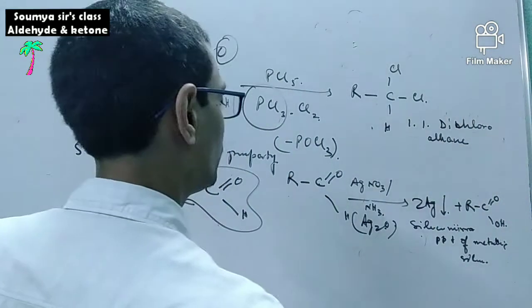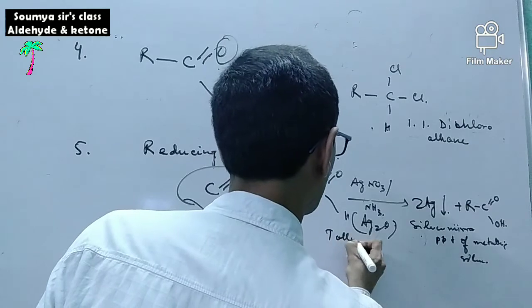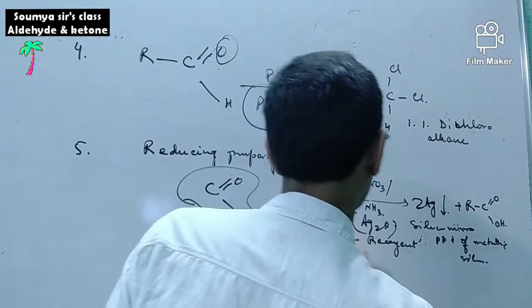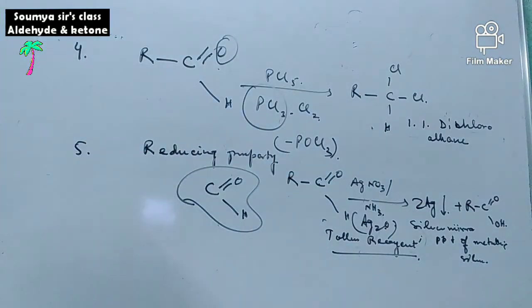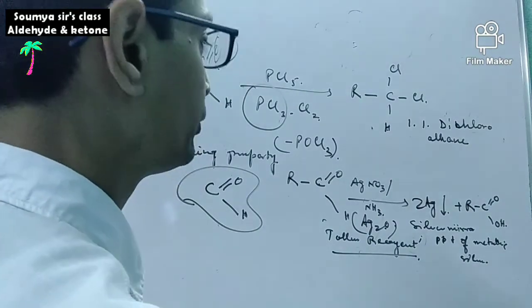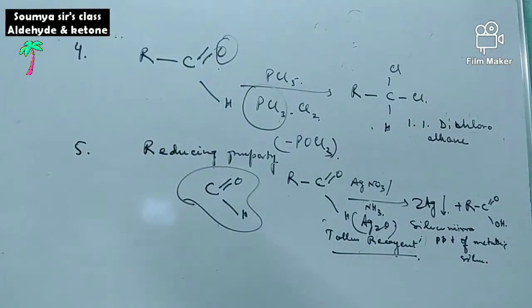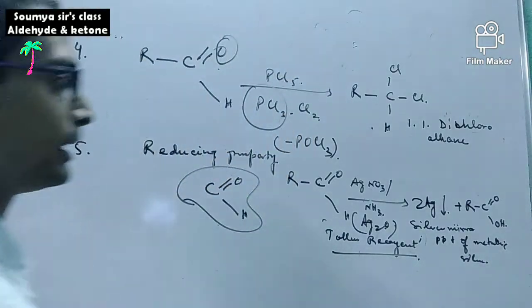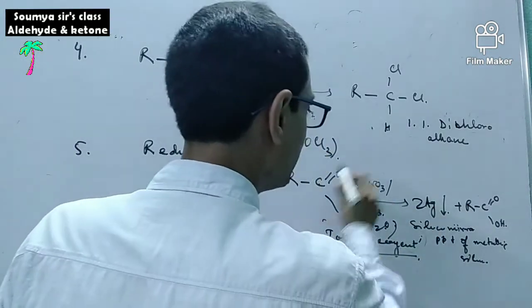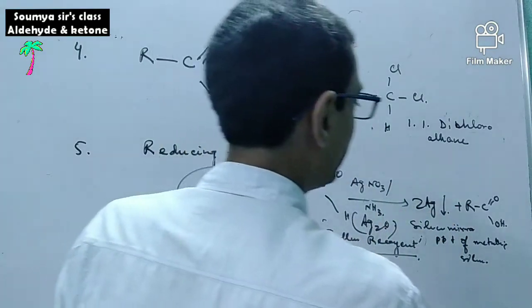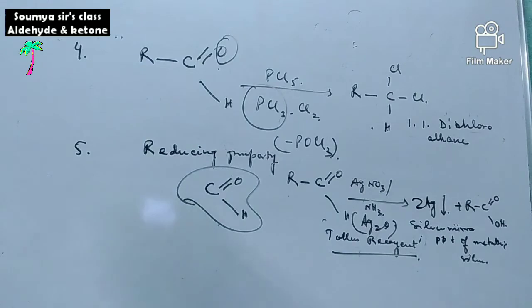It is called Tollens reagent. The combination of AgNO3 and NH3 is called Tollens reagent. Now, no group other than aldehyde will reduce this Tollens or Fehling or any other reducing agent. They are reduced themselves and the aldehyde will be oxidized to acid.